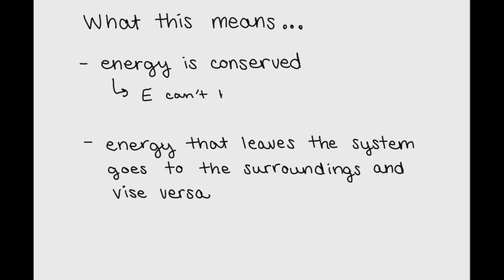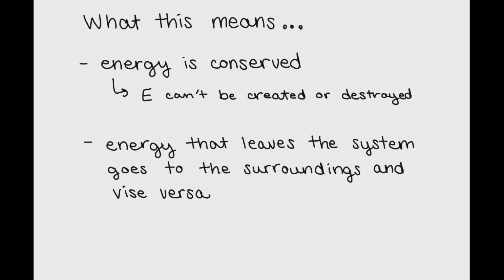While energy can't be created or destroyed, it can be transferred from place to place. This leads us to our second assumption that energy that leaves one place has to go into another place. Therefore, if energy leaves the system, it has to go into the surroundings, and vice versa. If you're still a little bit confused about what the system and the surroundings are, I would recommend checking out my Intro to Thermodynamics video.